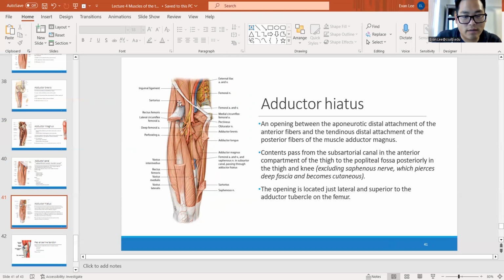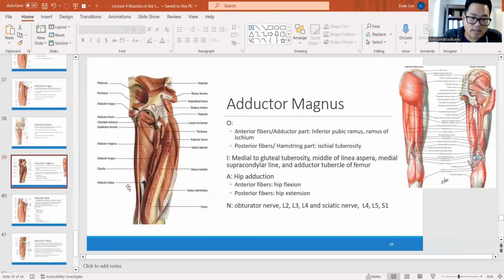So notice here that we have cut the sartorius. The sartorius is cut, and you can see the femoral artery and vein located right here, traveling through this space formed by the adductor hiatus, formed by the adductor magnus. So the adductor magnus is going to form like a little opening. And if you look back at adductor magnus, you can see a space here formed by itself and the femur. This is where the femoral artery and vein will travel through.